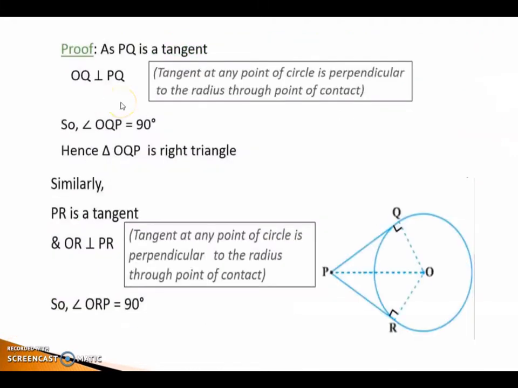We have already seen in the previous theorem that a tangent is always perpendicular to the radius through the point of contact. So if PQ is a tangent to a circle, then this radius OQ will be perpendicular to this tangent PQ. So angle Q will be 90 degrees. Same way, PR is the tangent at the point of contact R. This radius OR will be perpendicular to tangent PR. So angle R also will be 90 degrees.